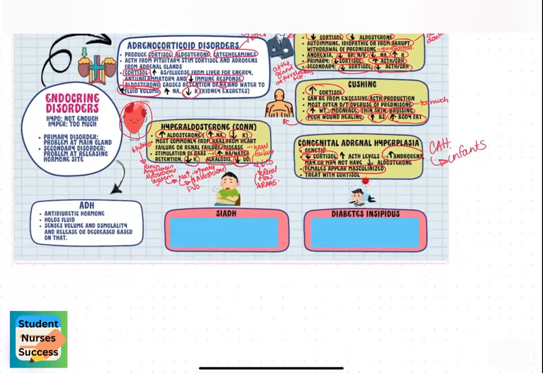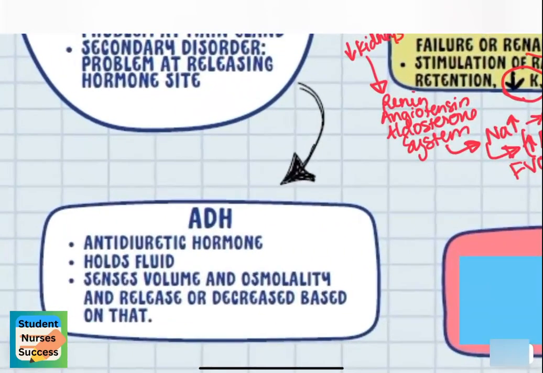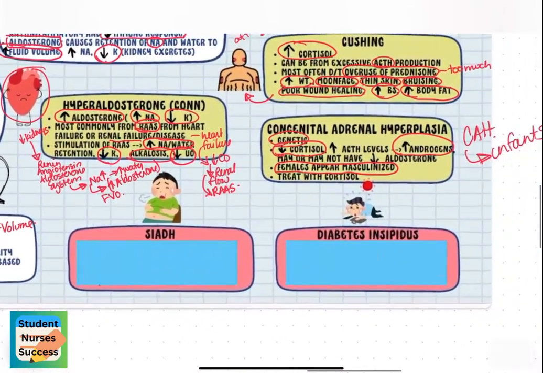Now let's move down to our disorders of ADH. ADH is antidiuretic hormone. Remember, ADH means to hold fluid, so it's going to increase fluid volume. ADH is released when the body senses a decrease in volume and osmolality. It increases or decreases ADH production depending on what the body needs. If the body needs more volume, it's going to increase ADH. If it needs less volume, it's going to decrease it.